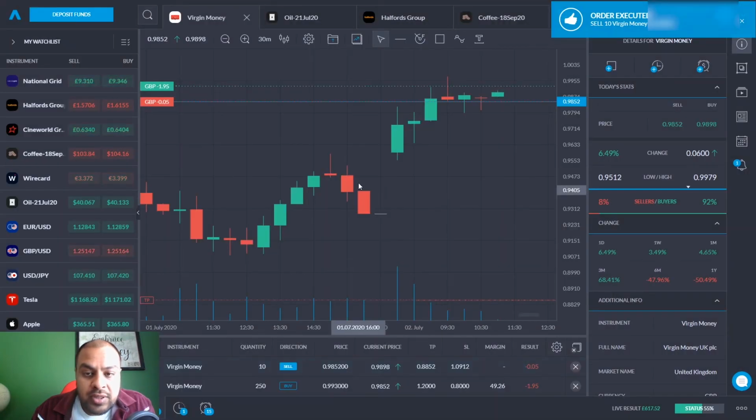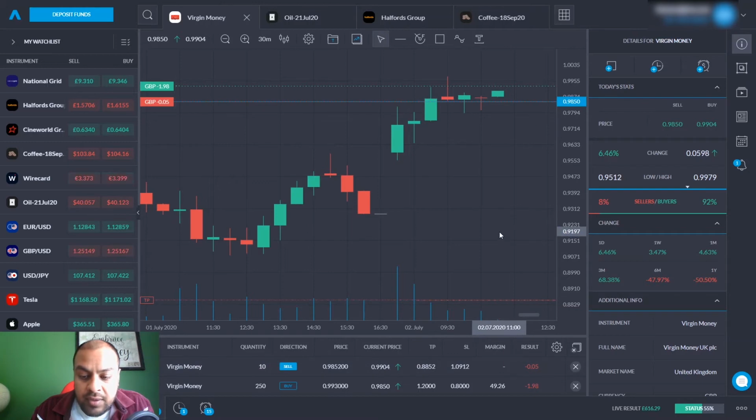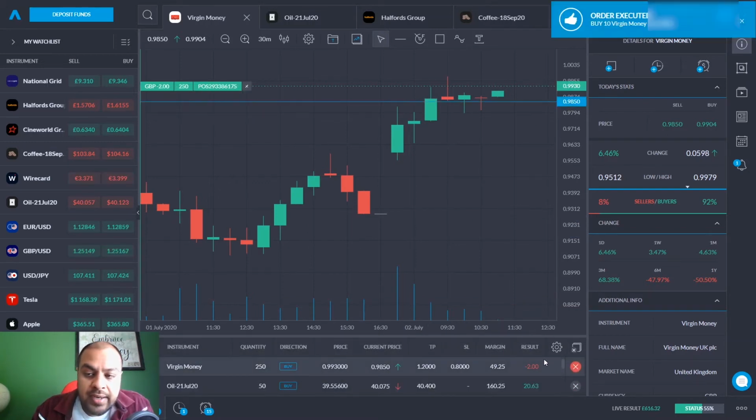Confirmed sell. So that means you're going against the market. You think the price is going to drop. Now again, if you want to close your position, you just press this and it's closed.